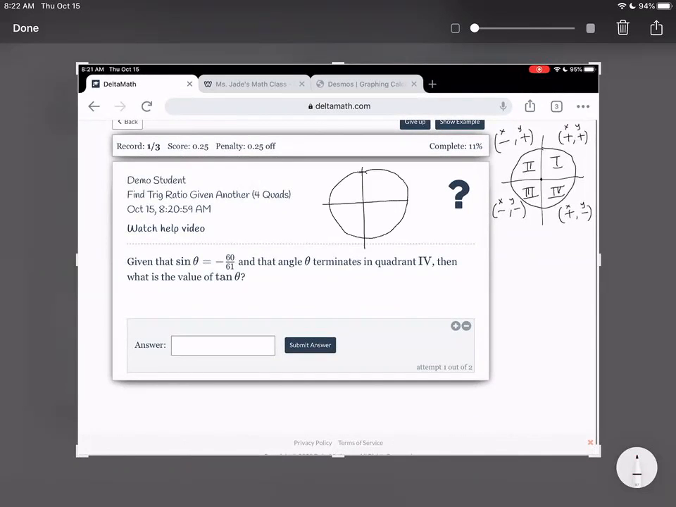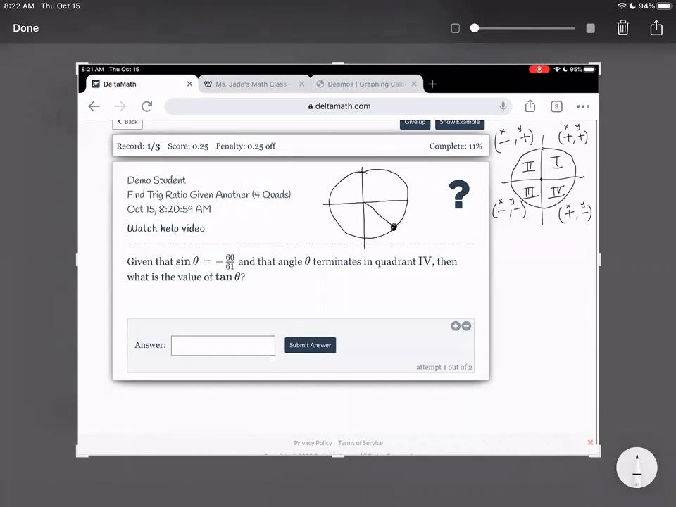Remember, for these problems, you should always be drawing a circle. As ugly as your circle may be, like mine's ugly, it's fine. Just pick a point in quadrant 4 where you can draw a triangle. So on this triangle, here's how you make your triangle. You have the point in quadrant 4, you connect it to the center.